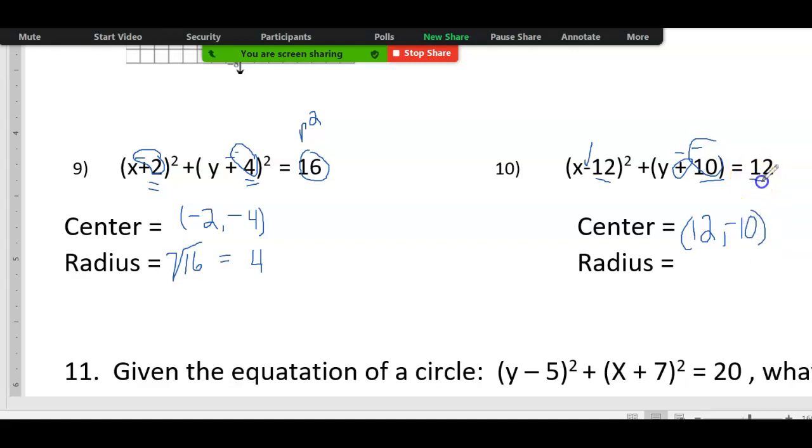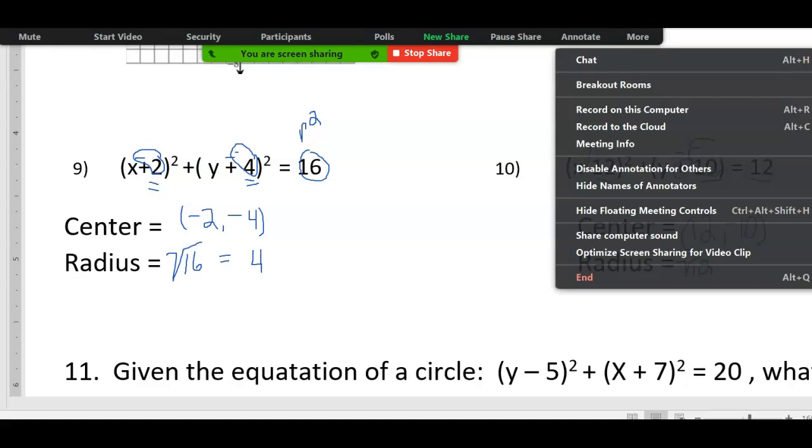Then I know that my radius is whatever this number, the square root of that number. So the square root of 12. That's your answer, square root of 12.